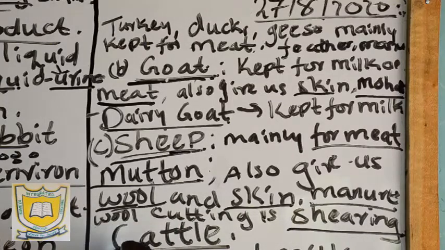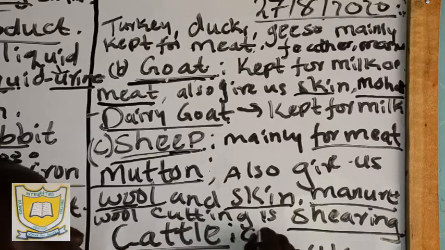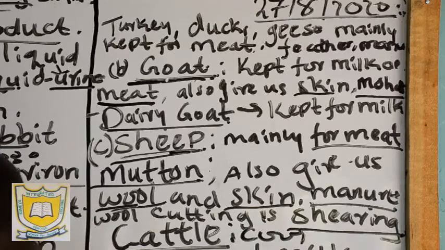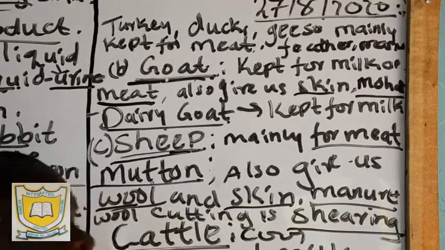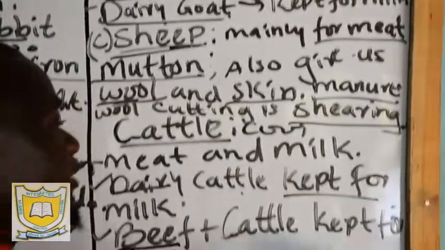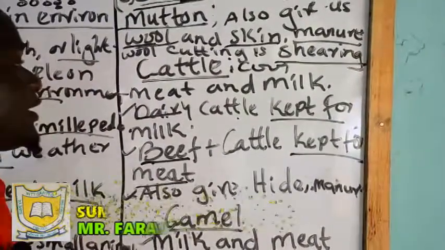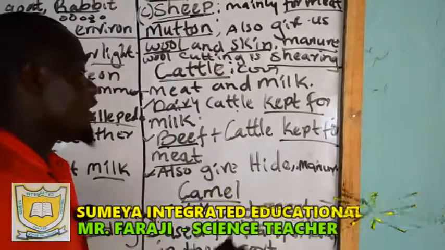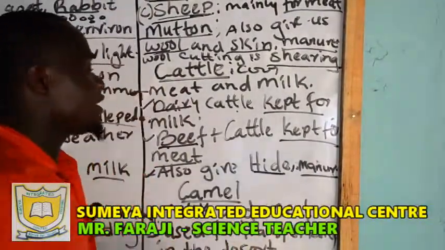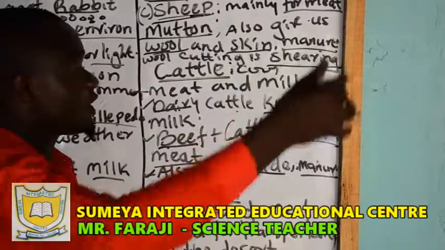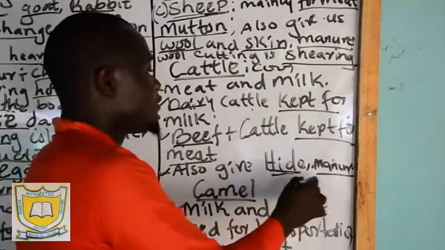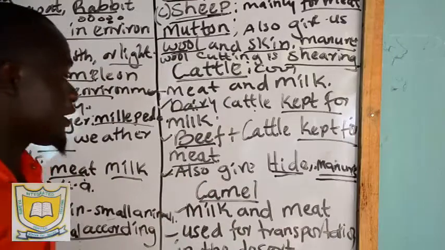Now we move to cattle. Cattle are grouped into either dairy cattle or beef cattle. When you talk of dairy cattle, from the term dairy, they are kept for milk. Then beef cattle are kept for meat production. The other things that we get from cattle are manure and hide. Hide is just the skin, but the skin of a larger animal we call a hide. So we also obtain manure from cattle.